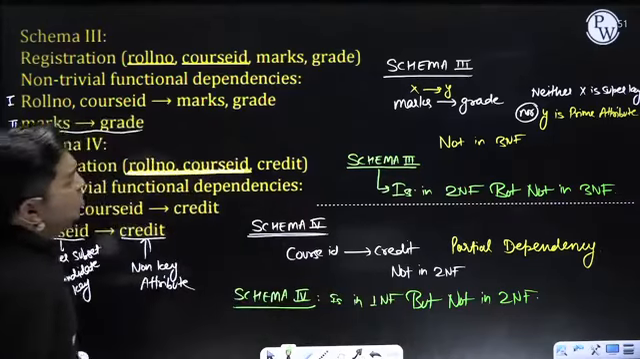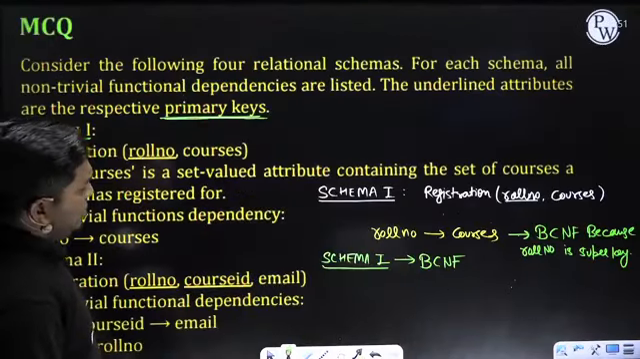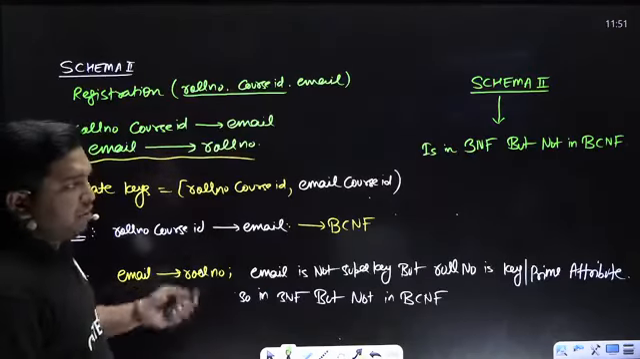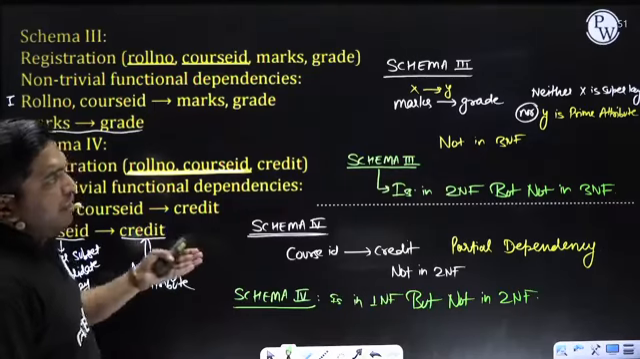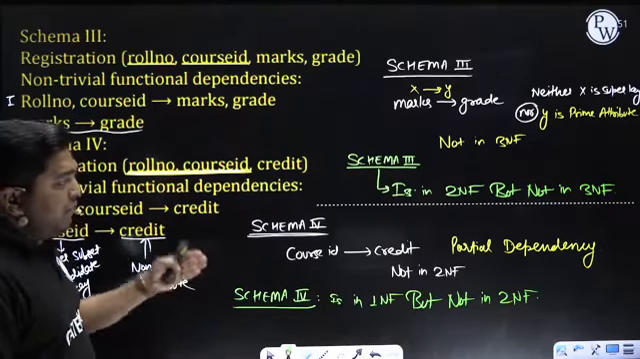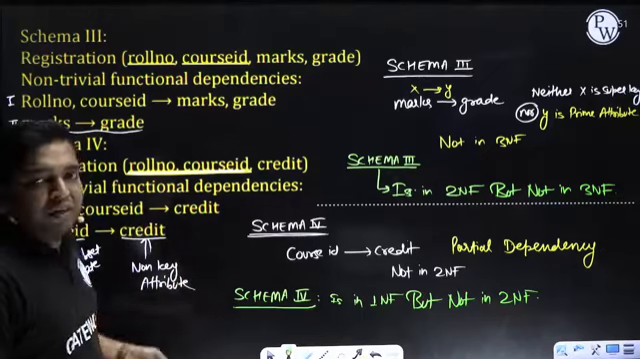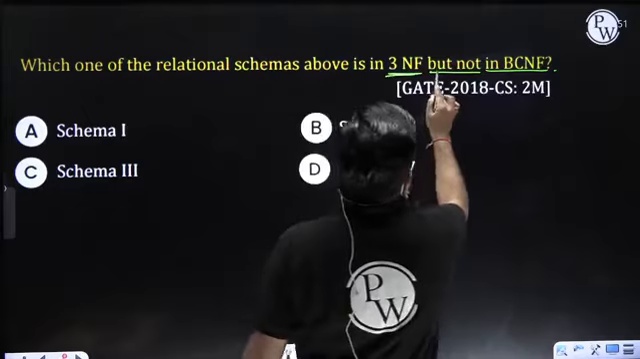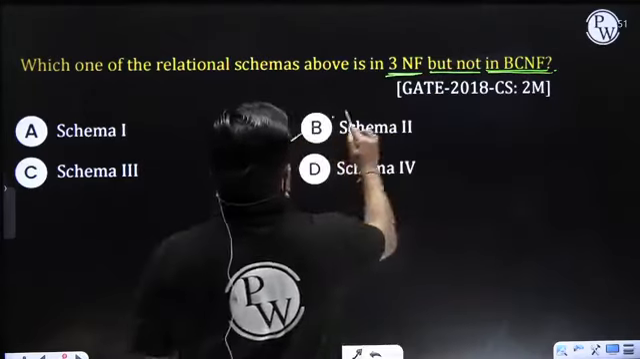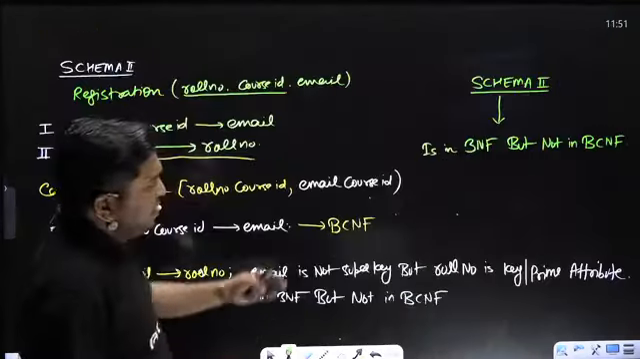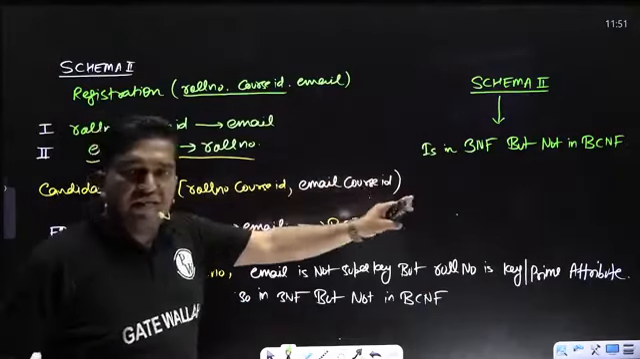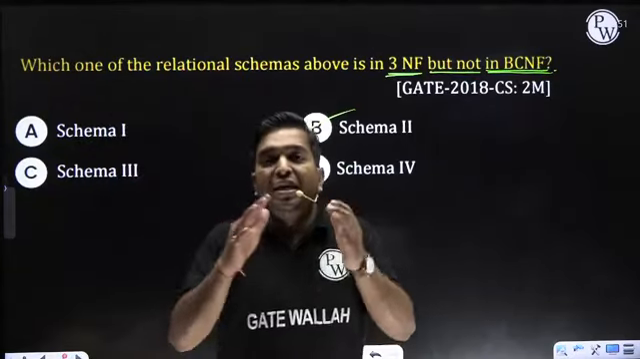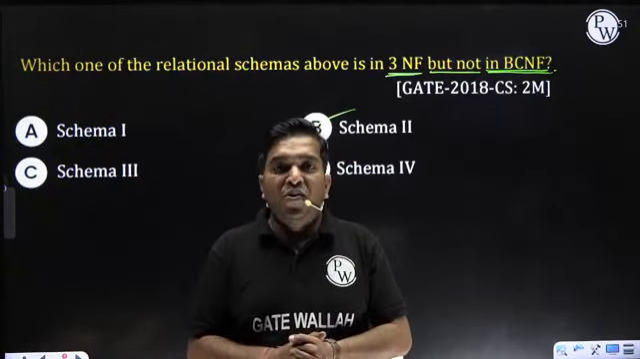So here you can see what is being asked. Schema first is in BCNF, you can say. Schema second in 3NF but not in BCNF. Schema third in 2NF but not in 3NF. Schema 4 in 1NF but not in 2NF. It is asking for 3NF but not in BCNF. So what is the correct answer? Schema second is the correct answer, which is in 3NF but not in BCNF, my dear. So B is the correct answer for this question. Hope you get it, everyone.